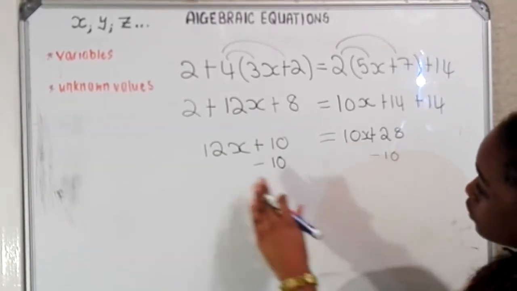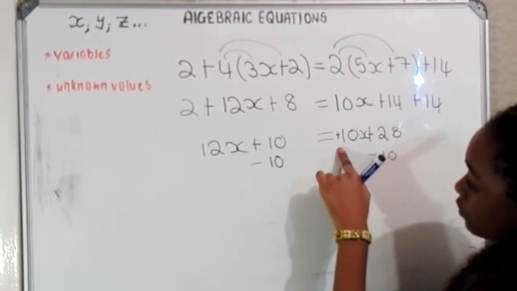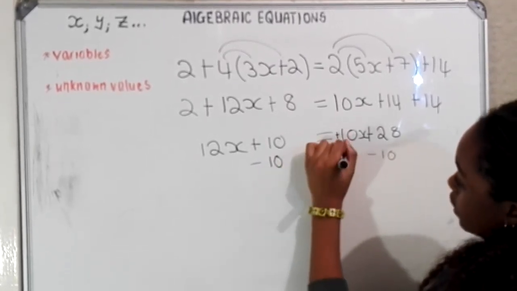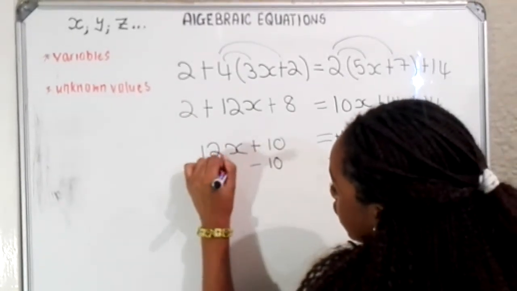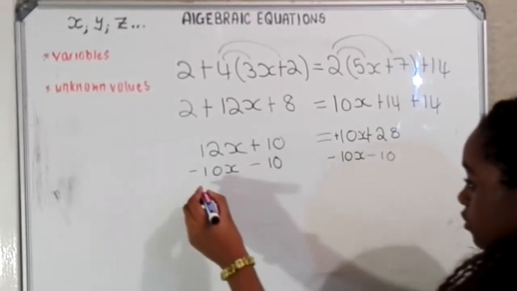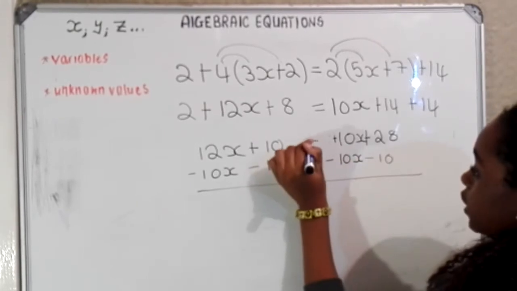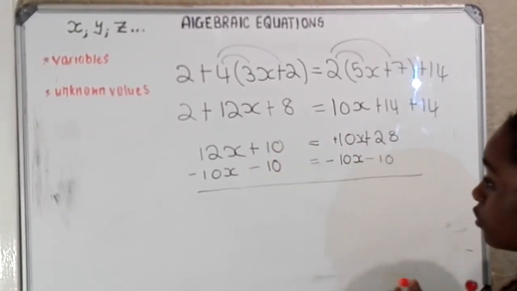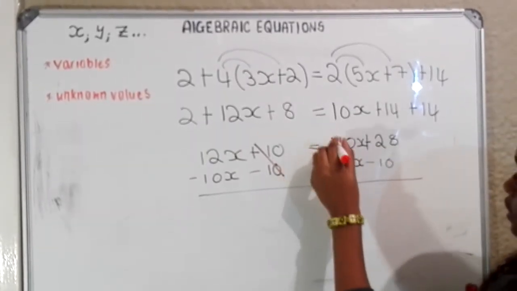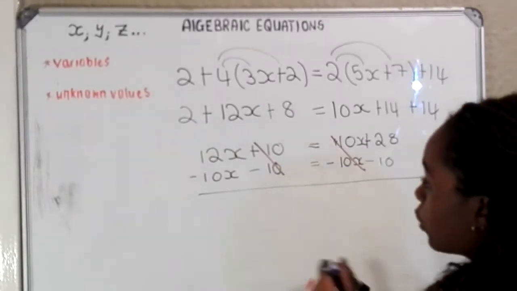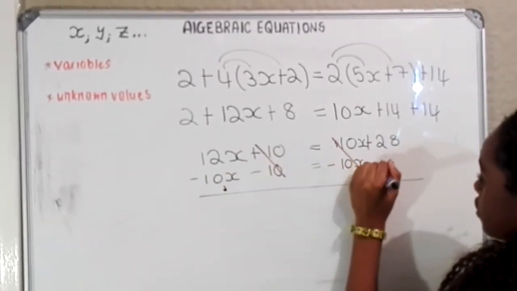And I'll move the 10x to this side, so there's a plus over here. So the inverse operation of plus is minus. So I'll minus 10x over here, and I'll minus 10x over here, okay? All right, and don't forget the equal sign. Put the equal sign over here. So 10 minus 10 will cancel, and 10x minus 10x will cancel. We'll bring all of this down here, and bring this down here.